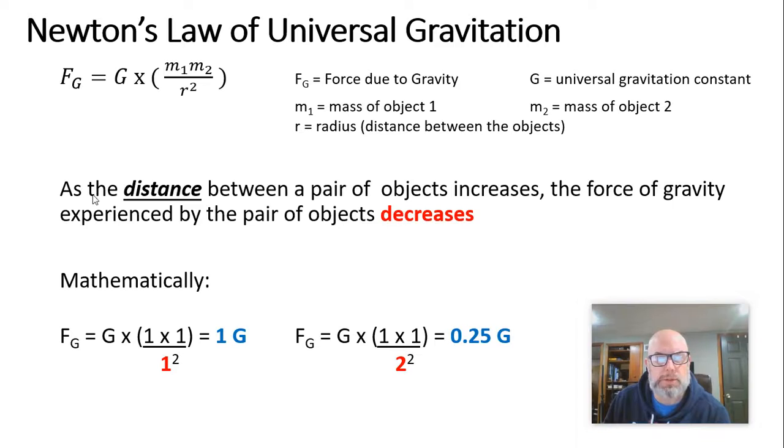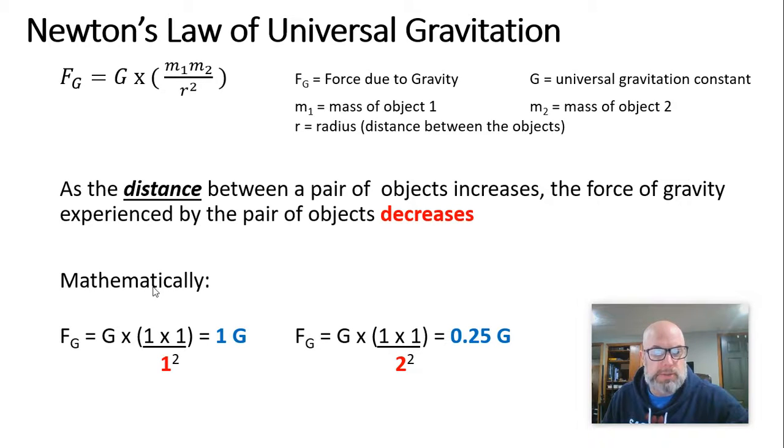It says here, as the distance between a pair of objects increases, the force of gravity experienced by the pair of objects decreases. That makes sense. If two things are gravitationally pulling on each other and they get farther apart, it'll weaken. The gravity between them will get less. And not only does it just get straight less, it's squared, so it gets a lot less.